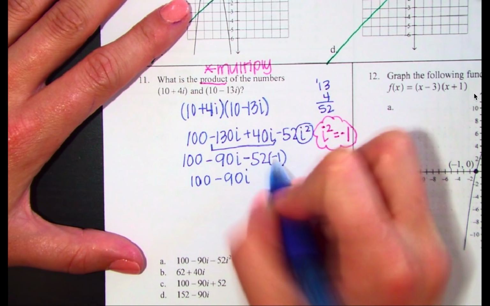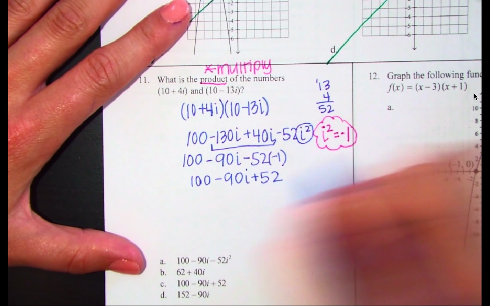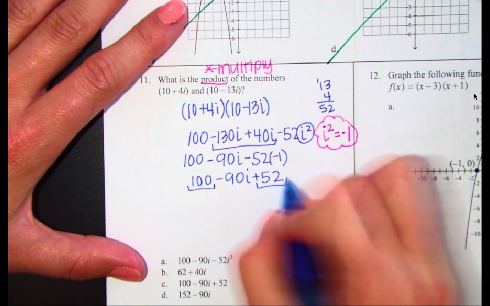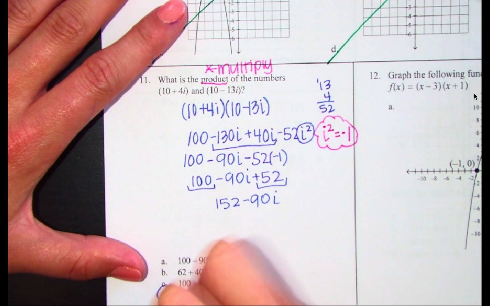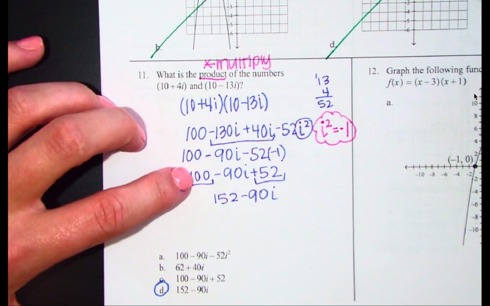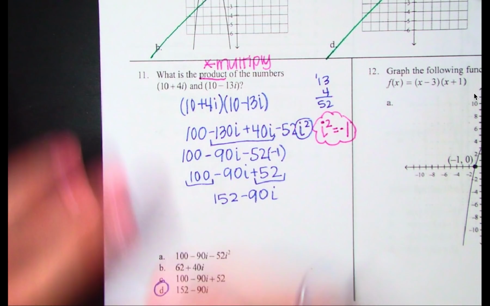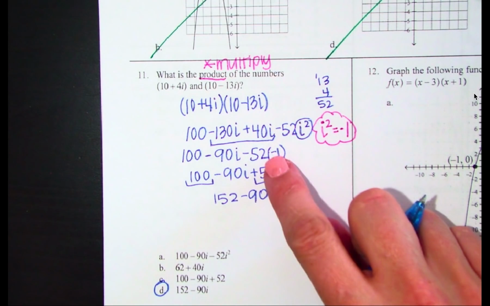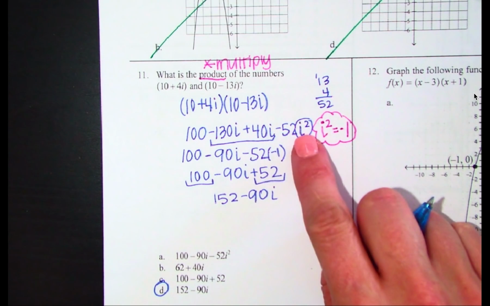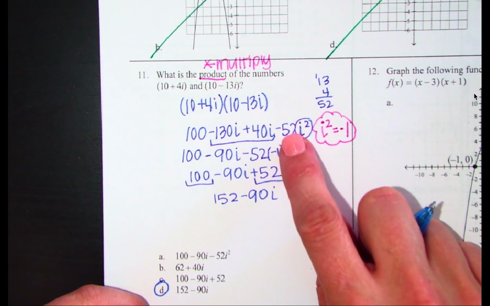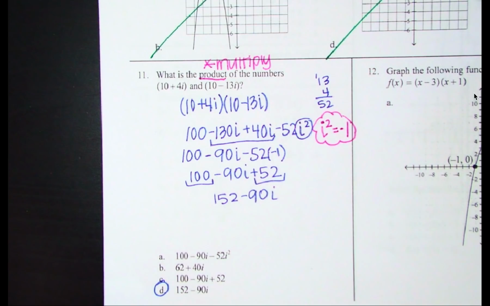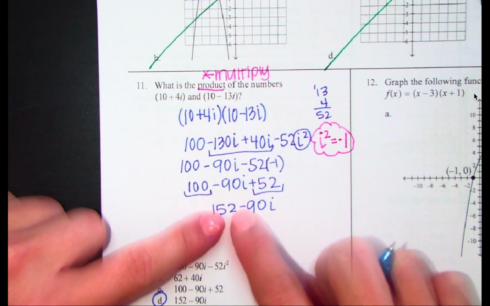Negative 52 times negative 1 is positive 52. And then combining, I get 152 minus 90i. So again, the i squared actually makes that term a real number because it throws out i. Because i squared just means negative 1, it means take that coefficient, make it a constant by changing the sign. And then you combine like terms. There's your answer.